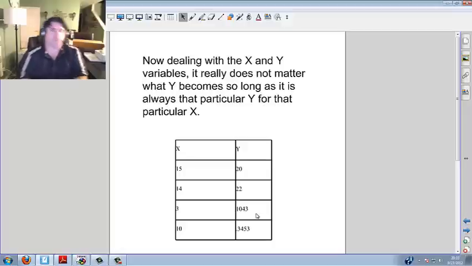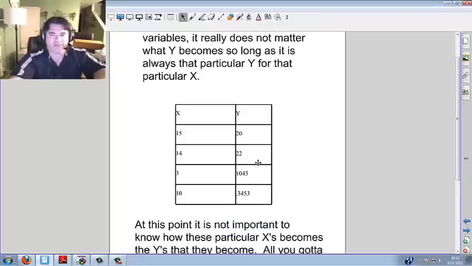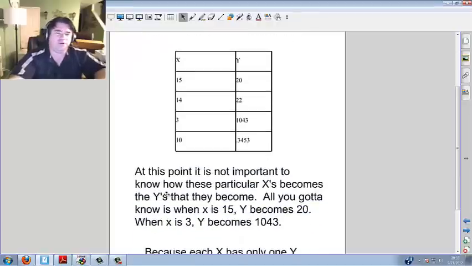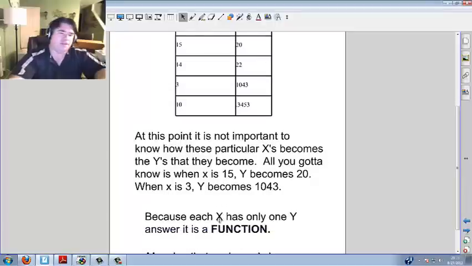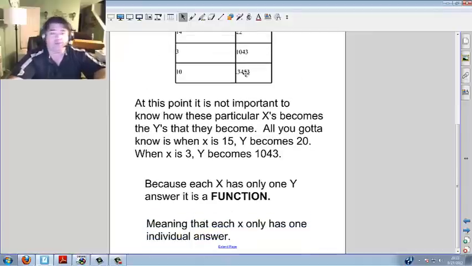Option 15 will get us result 20. Option 14 gets us result 22, and so on and so forth. We just have to know that this gets you that. At this point, it's not important to know how these particular X's become the Y's. All you've got to know is that when X is 15, Y becomes 20, etc. Because each X has only one Y answer, it is called a function. In other words, we understand the connection between the two. Like this will get you this, will get you this, and so on. Meaning that each X only has one individual Y answer.